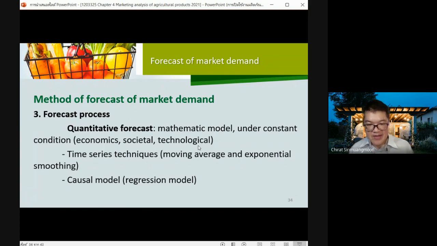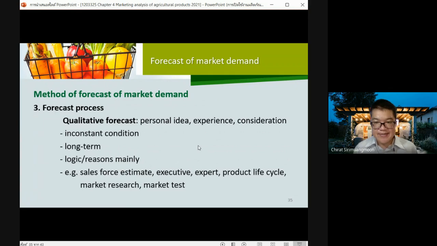And also we can have the causal models. Normally, I think you know this one, the regression model. A regression model has X and Y. The result might come from the effects of one factor, two factors, three factors, and then you see the regression model and predict with R square, like the correlation coefficient. So just know that in the forecasting process they have quantitative forecast and also qualitative forecast. Quantitative is about the number, but qualitative is about data that is not the number.